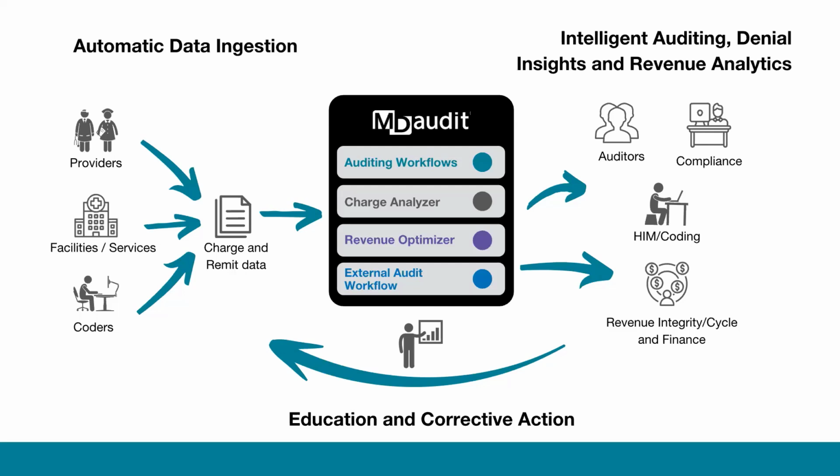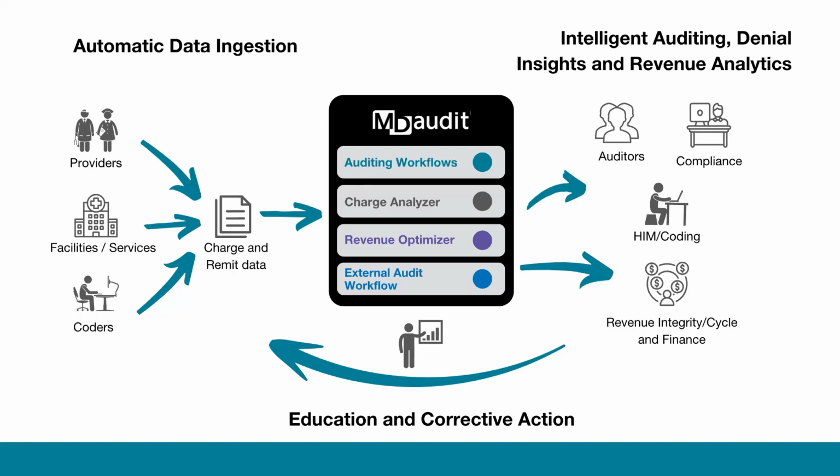Charge Analyzer provides insights and anomaly detection through dashboards and reports that allow all the departments using MDaudit to provide advanced analytics and feedback to the providers and coders to help improve documentation. And our Revenue Optimizer focuses on providing denial insights and identifying opportunities to avoid future denials.